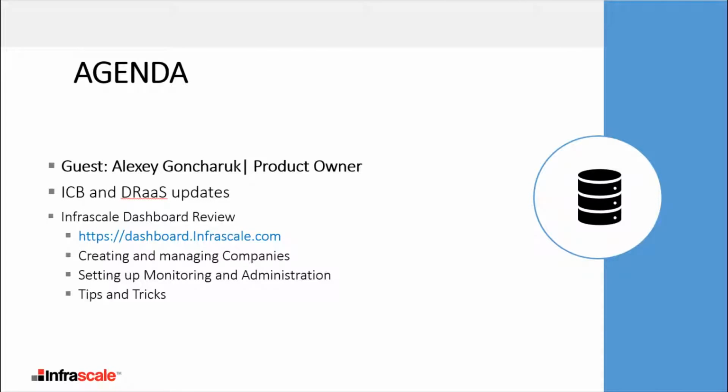Today's interesting person is Alexey G. He's one of our product owners. And I say product owners, he owns a ton of products, and we'll talk a little more about that when we get around to talking to him. We also had an update for ICB and DRAS that came out this week. So 2 of our 3 products got upgrades. We'll look into what's in the update, how do we find out about it, and then how do we actually do those updates.